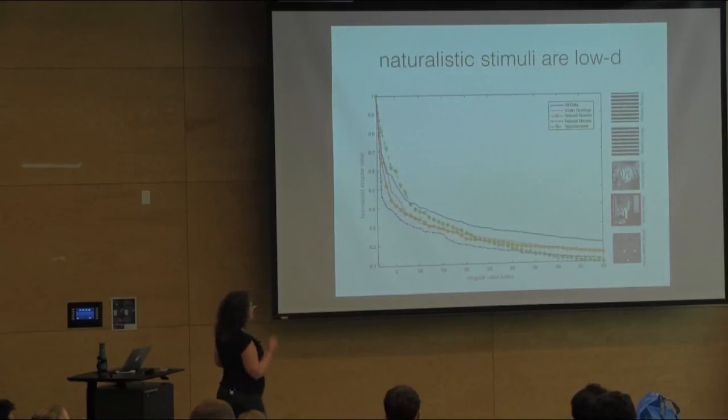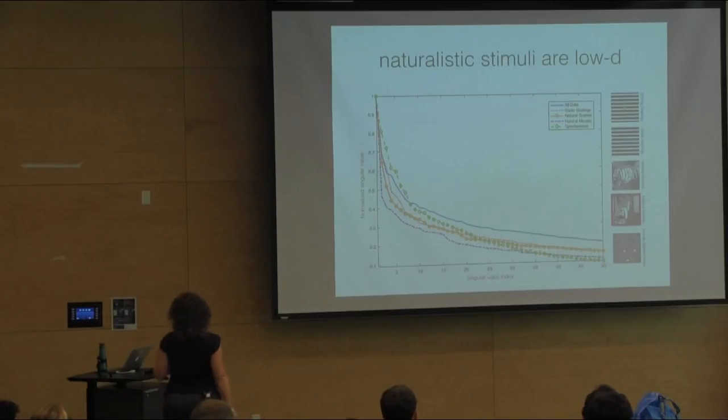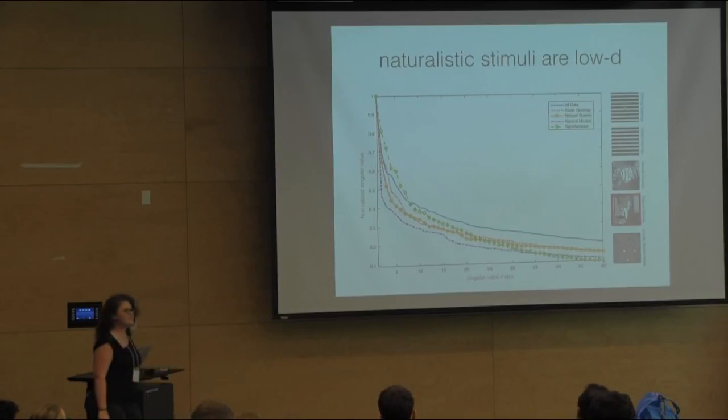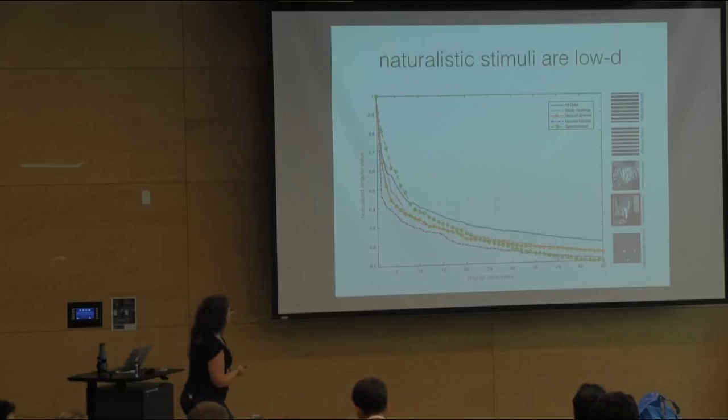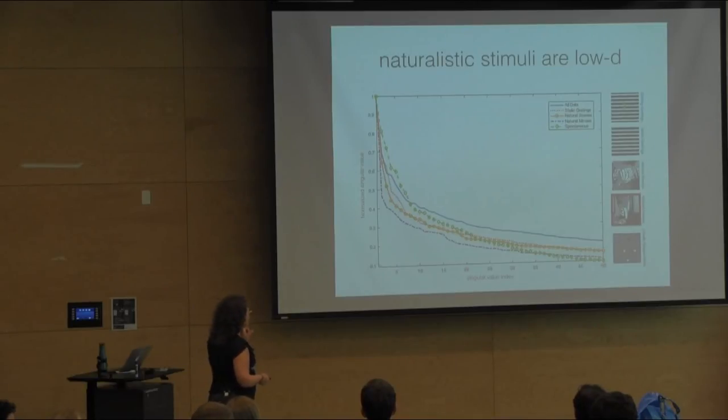Okay, so the first thing that we were interested in doing is understanding whether or not these different types of visual stimuli might produce different dimensionalities, or the neural activities might live on different dimensional subspaces. In this example, what I'm showing here is if we look at the SVD, the sorted singular values for the neural population across these different types of stimuli.